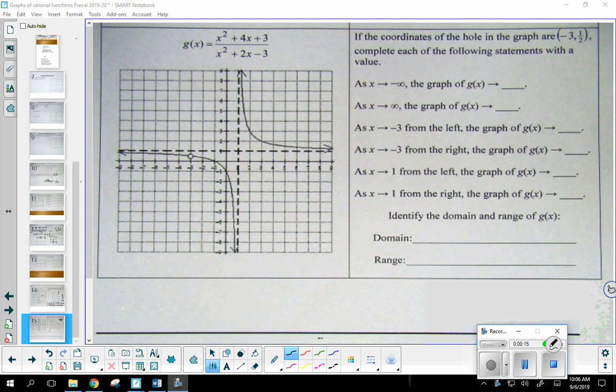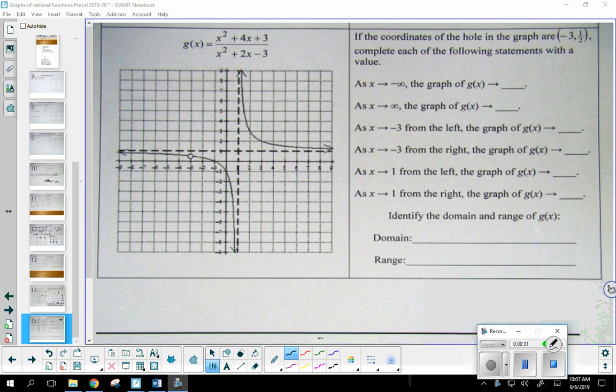In fact, what do we call a vertical asymptote? What kind of discontinuity is that? That's an infinite discontinuity. What do we call a hole? That's a removable discontinuity. Yes, very good. Okay, so let's go ahead and take a look.